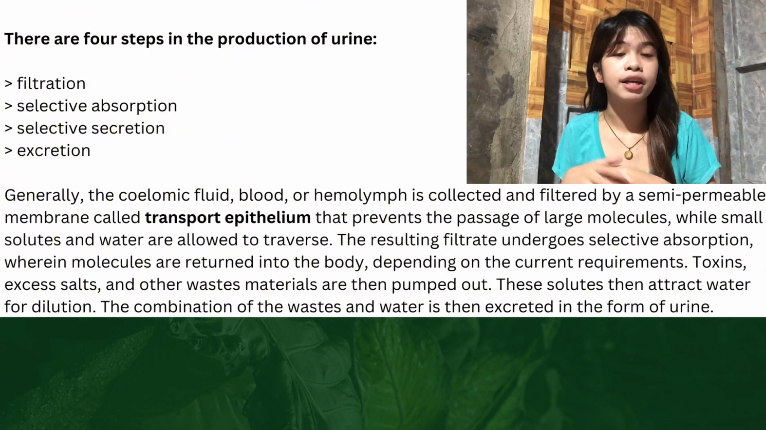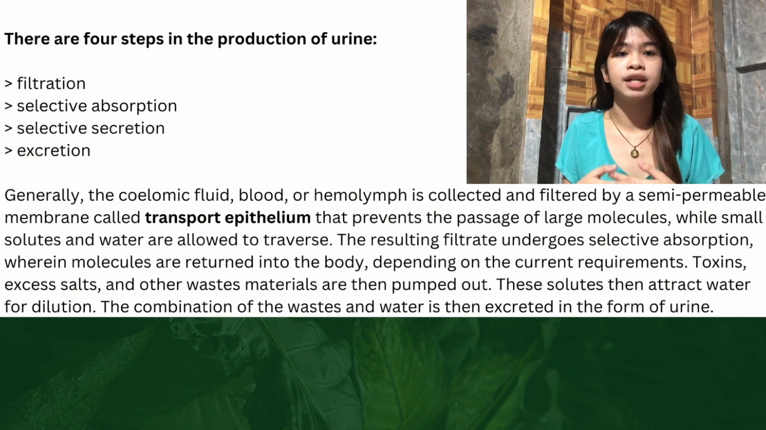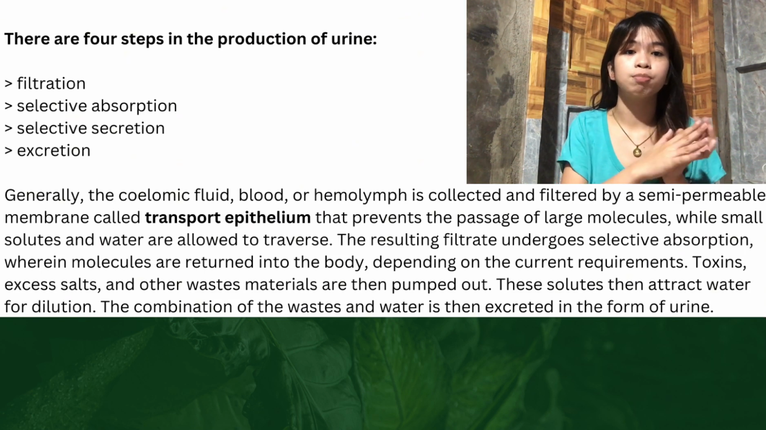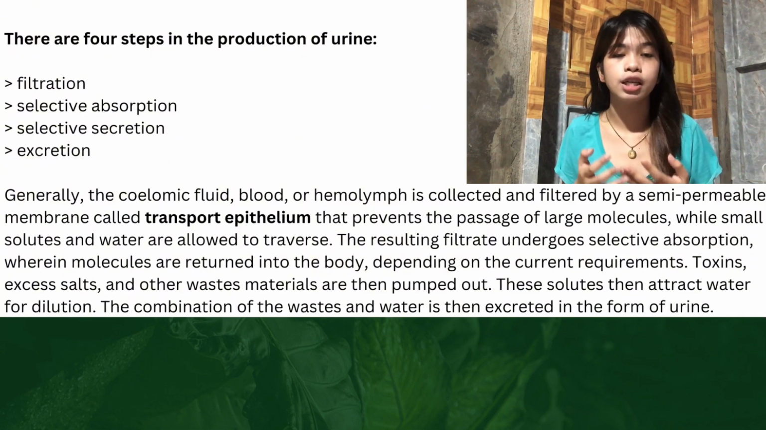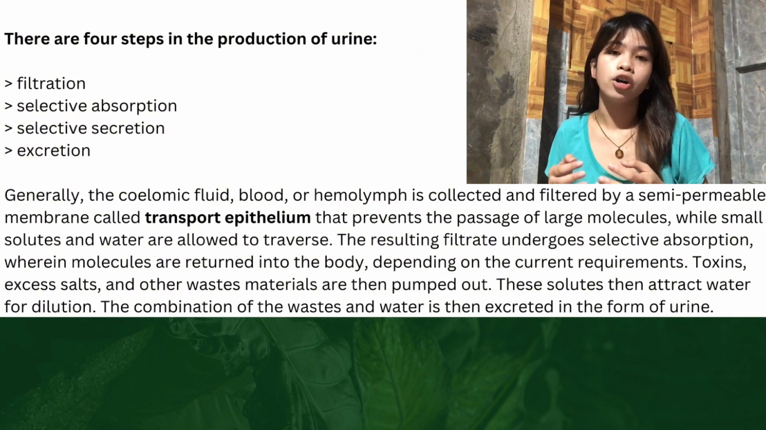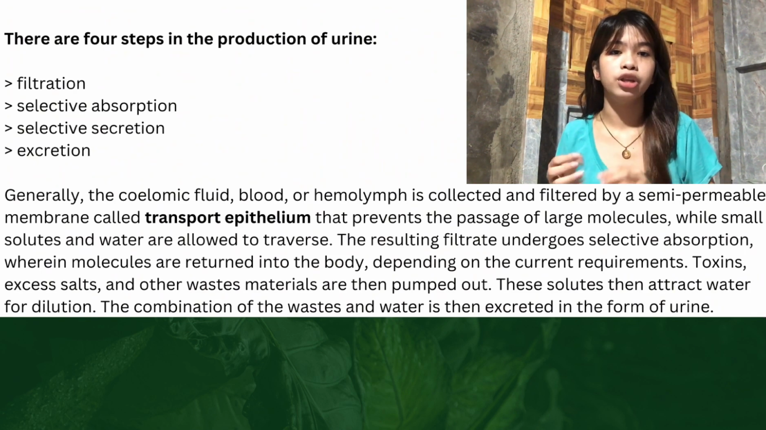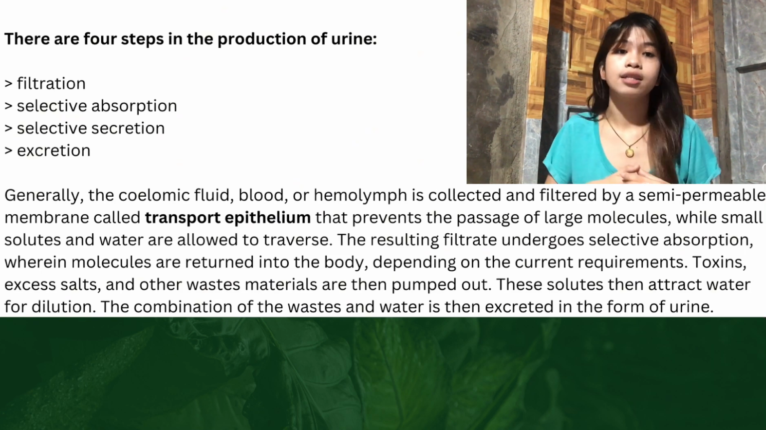So the next step is selective absorption. This is the process in which the kidneys filter out certain substances from the blood into the renal tubules. During this process, glucose, amino acids, vitamins, minerals, and other molecules are absorbed back into the bloodstream, while urea, salt, and other waste products remain in the tubules and are eventually excreted as urine.